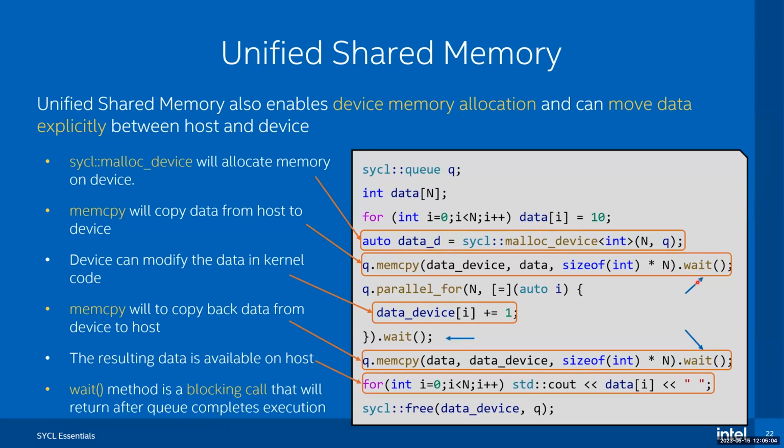Right, and again, notice that for each of these memcopies and parallel_for computations, we have to use wait at the end of it. That's what makes sure that there's no data race condition, right? Because we don't want to be computing before the memory copy is complete. So that's why when we do a memory copy, we wait until it's complete and then move on to the next step.